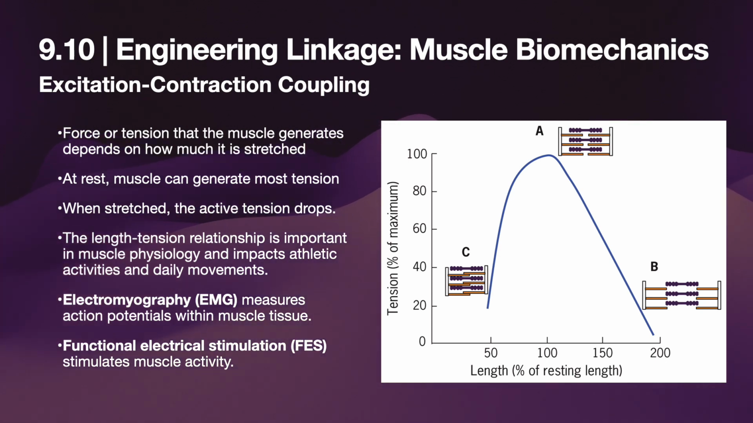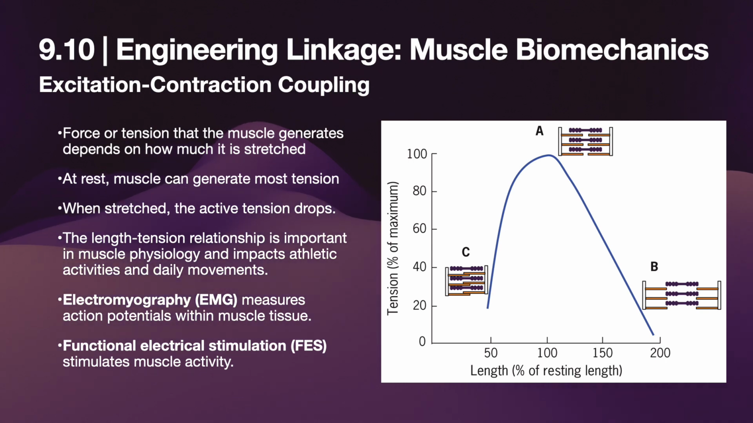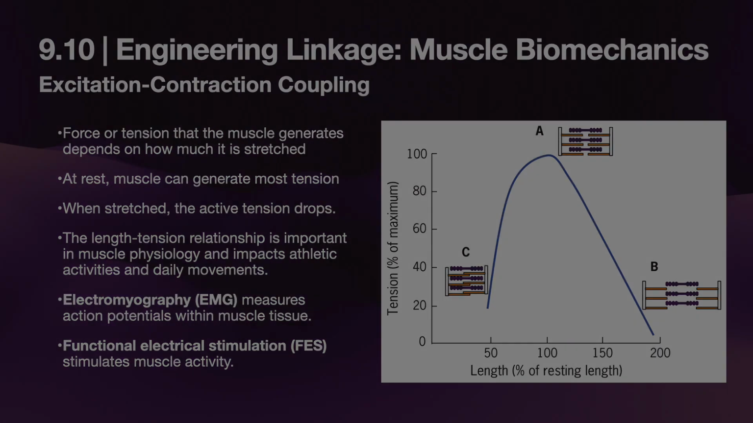Electromyography, or the EMG, measures action potentials within your muscle tissue, and what we call functional electrical stimulation, or the FES, will stimulate your muscle activity. So this is a graph showing you the resting length versus the tension, or percent of maximum. So you have A, C, and B. The contraction of the excitation and contraction coupling.